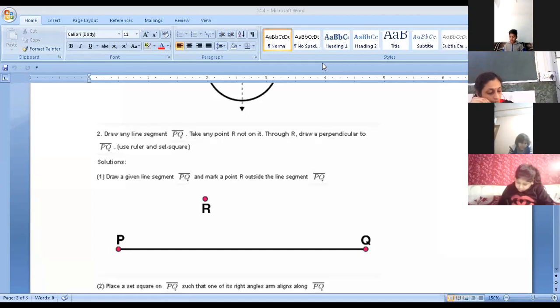Through R, draw a perpendicular to PQ using ruler and set square. In the previous question, you have made a perpendicular using ruler and compass. Now in this question, you will be using a ruler and a set square. First of all, you have drawn PQ line, and then the R point was outside it.